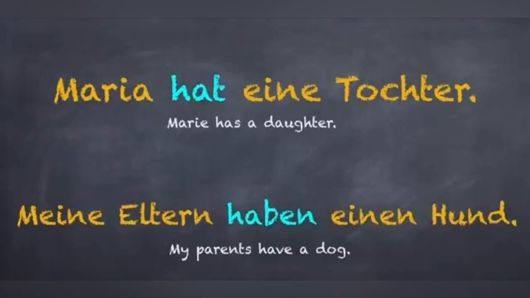Similarly in the next sentence, meine Eltern haben einen Hund. The subject here is meine Eltern. Which pronoun would replace it? It's in the third person and plural, for which we have sie, and the verb is conjugated according to it. Sie haben, meine Eltern haben.